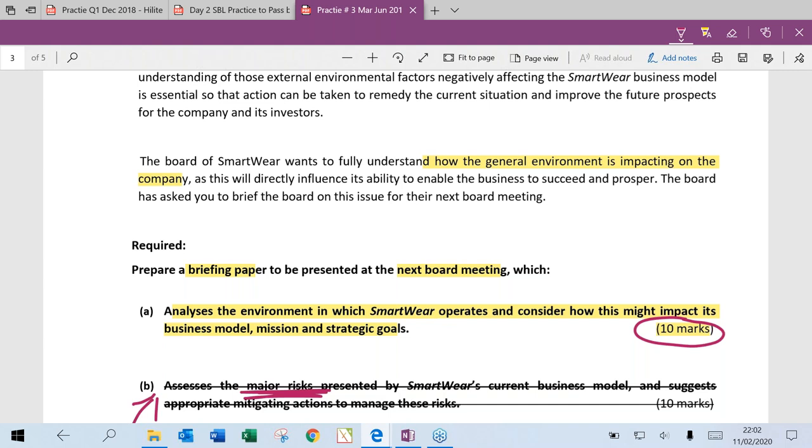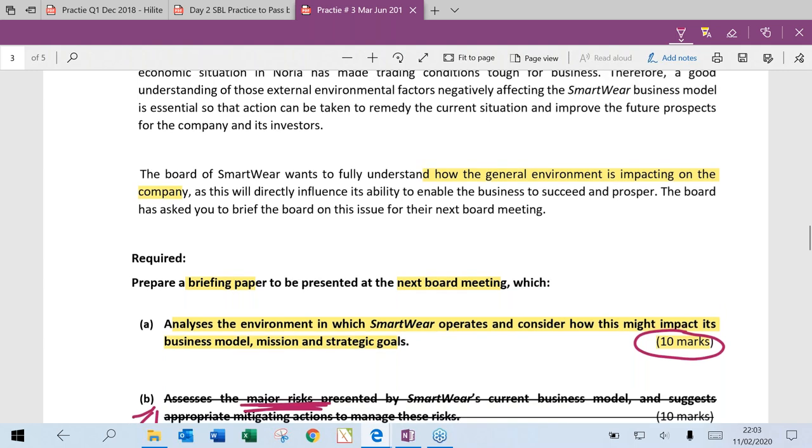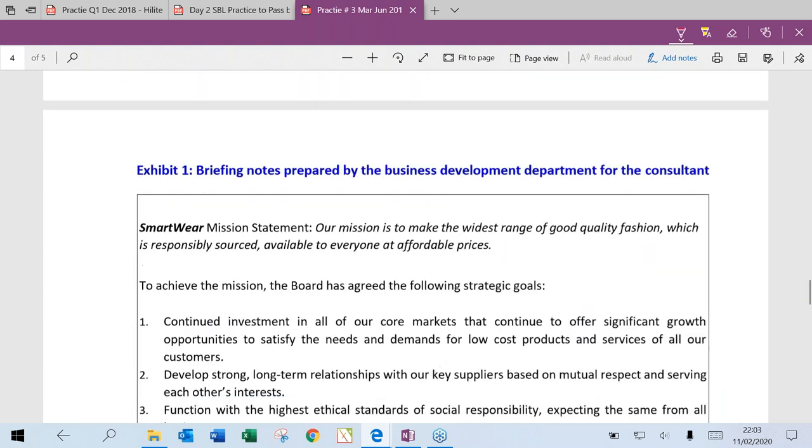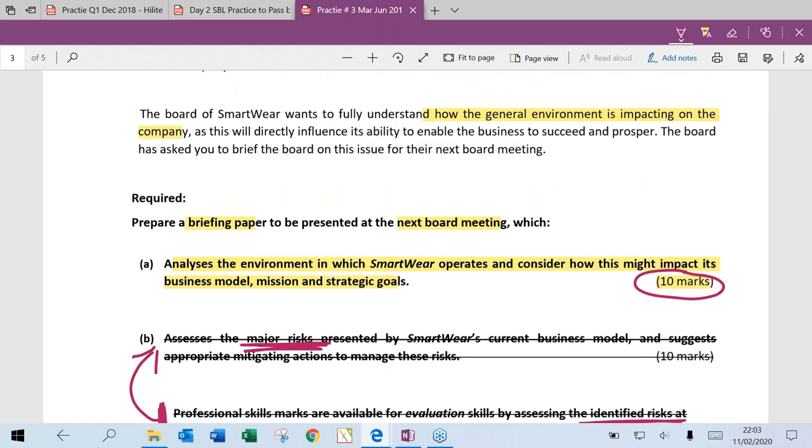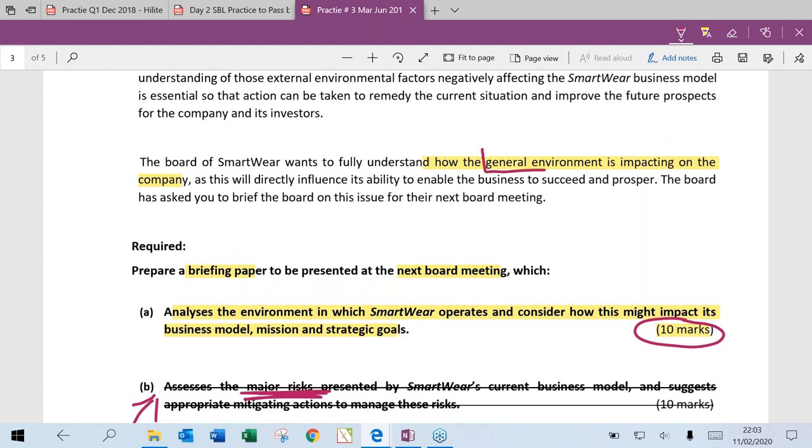Considering the marks, I have my doubts, because if I apply PESTLE as well as five forces, it will become a lengthy answer, and 10 marks means not a lot. And secondly, considering the information available, most of the information pertains to the country, or you can say the macro environment. And lastly, this word, the general environment. The word general environment means macro or country. Okay, remember this. See how cunning the examiner is. He has not mentioned this in the requirement.